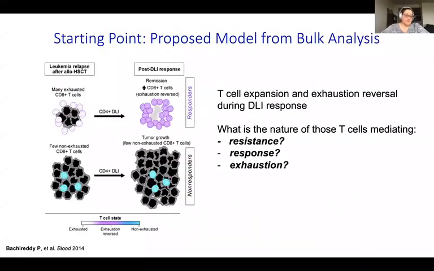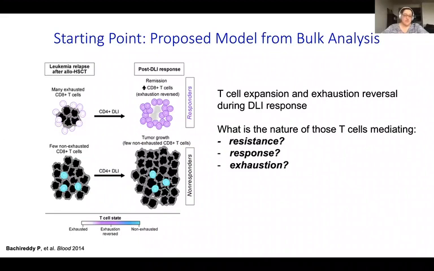This is something that Kathy and Pavan had been working on long before we decided to join in. As a starting point, they had done a serious analysis of bulk data and figured out that one thing that distinguishes between responders and non-responders is that the responders seem to have many exhausted T cells pre-therapy, and post-therapy you get a reversal of this exhaustion. But we really wanted to understand that much deeper. What are the T cells that are mediating this response and this resistance?